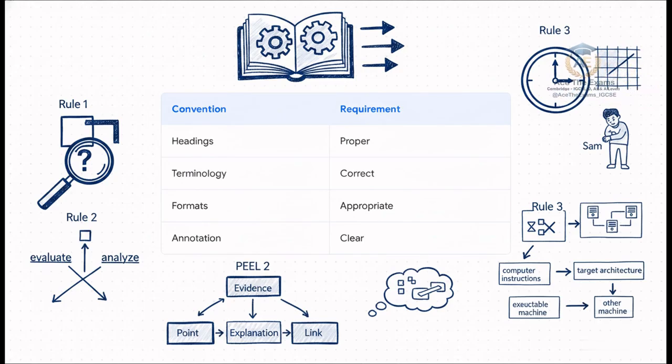Rule 2 is PEEL framework application. Commit to me right now that you will never write a loose, unstructured fact in an exam again. Rule 3 is the time management matrix, which includes checking your terminology. Use the correct professional technical vocabulary. You say executable machine code. You never say computer instructions. You say target architecture. You don't say the other machine.